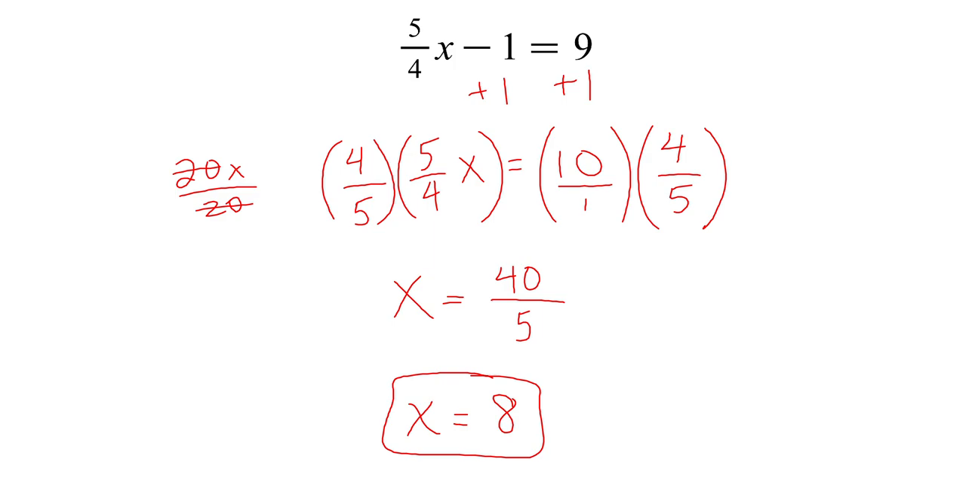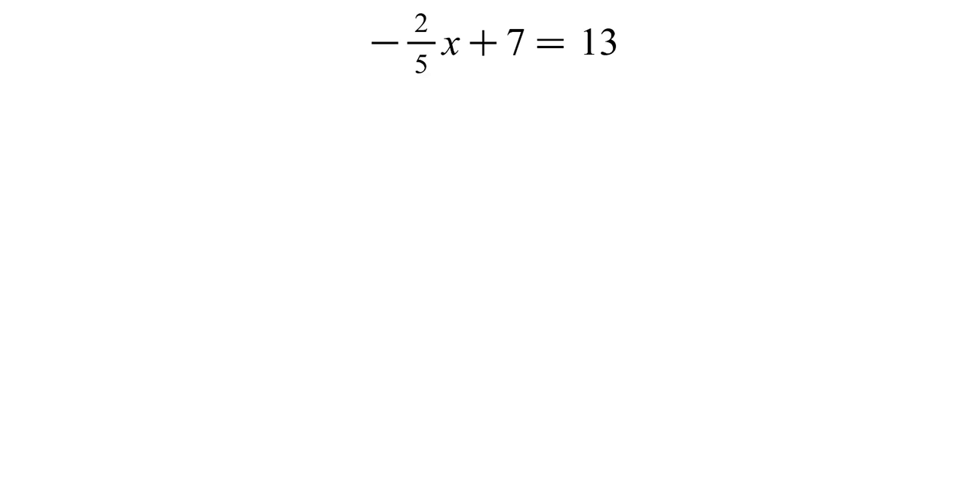So we'll do a couple more of these real quick, and hopefully we'll get the hang of it. Negative 2/5 x plus 7 is equal to 13. So again, we have to do step 1. We have something that is not attached to the x. That's the plus 7, so we will subtract that 7, giving us negative 2/5 x equals 13 minus 7 is just 6.